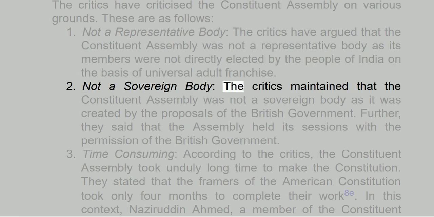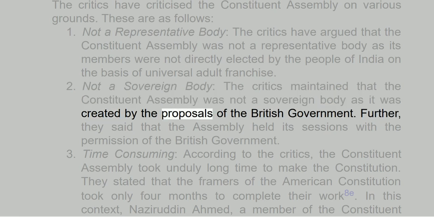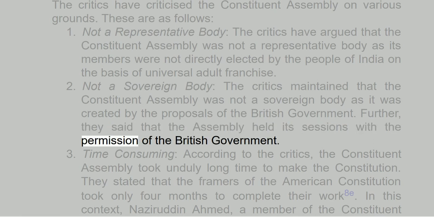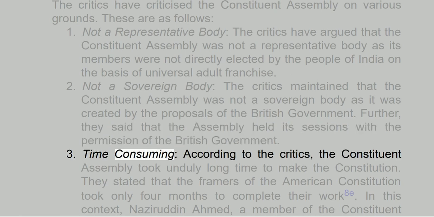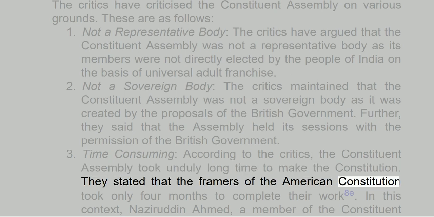The critics maintained that the Constituent Assembly was not a sovereign body as it was created by the proposals of the British government. Further, they said that the Assembly held its sessions with the permission of the British government. 3. Time consuming. According to the critics, the Constituent Assembly took an unduly long time to make the Constitution. They stated that the framers of the American Constitution took only 4 months to complete their work.